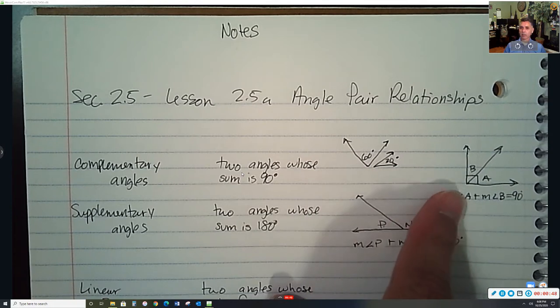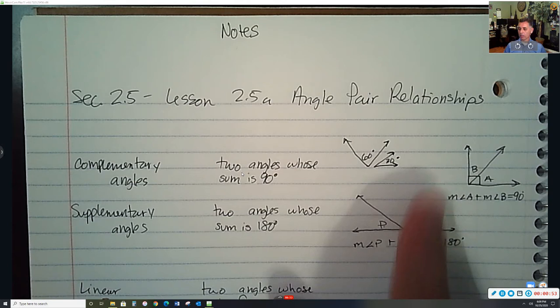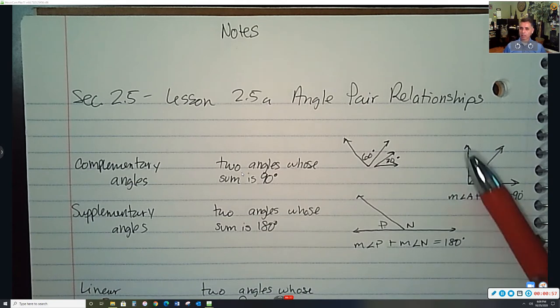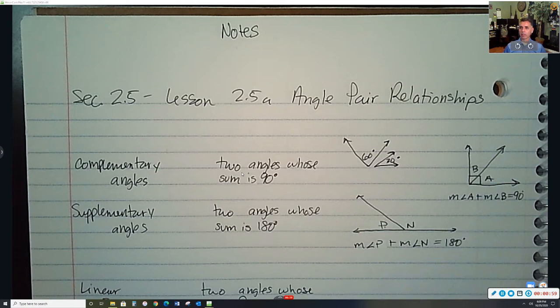Here's an example of adjacent angles where the two angles equal 90 degrees. And even though it doesn't say in here what B and A equals, because it's in this right angle, I know they equal 90 degrees, right? B and A added up together equal 90.